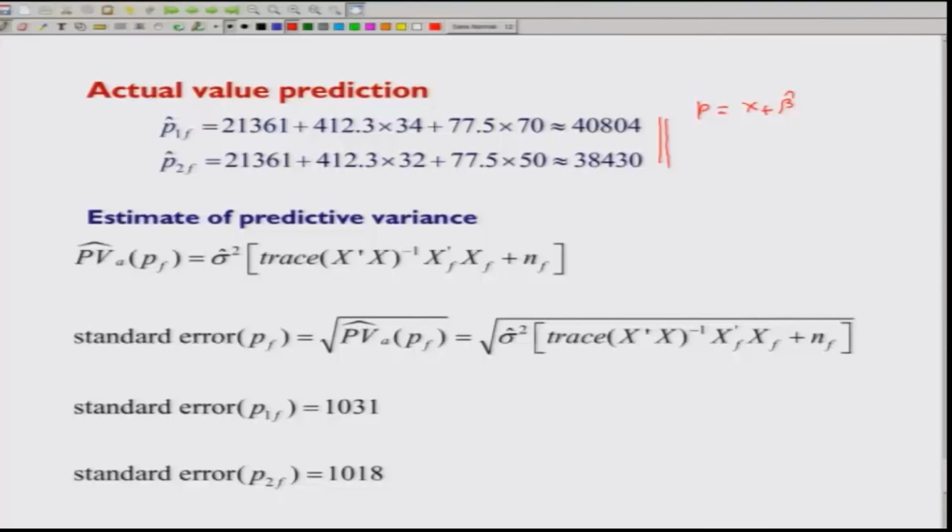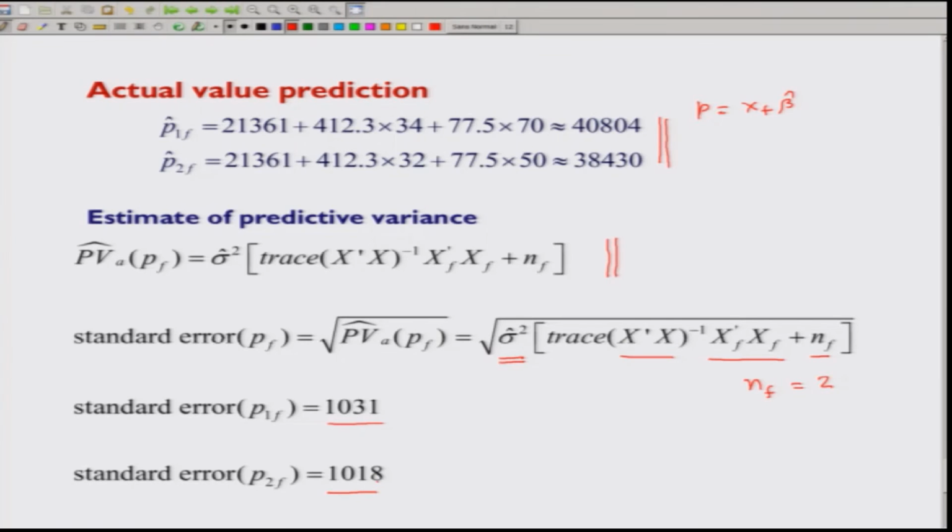We had earlier derived the expression of predictive variance of PF like this, and now I substitute the values of sigma square hat, X matrix and XF matrix, and use the value NF. Here NF, we are interested in making the forecast for two values. Then I calculate the standard error of the first prediction as 1031 and the standard error of the second prediction as 1018.